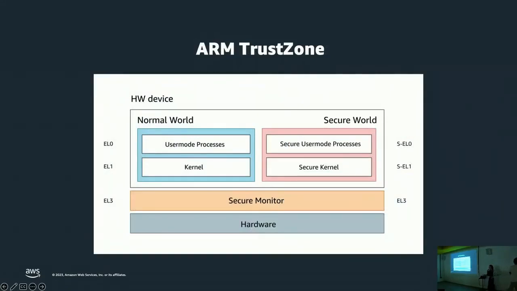An interesting analogy is to ARM TrustZone. So you could think of VTL 0 as the normal world, VTL 1 as the secure world, and then the hypervisor would play the role of the secure monitor.